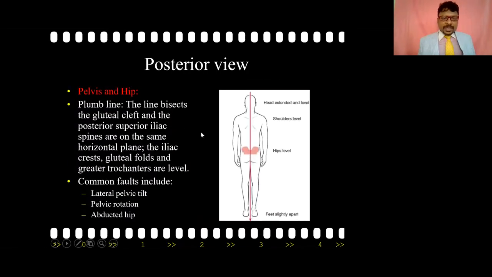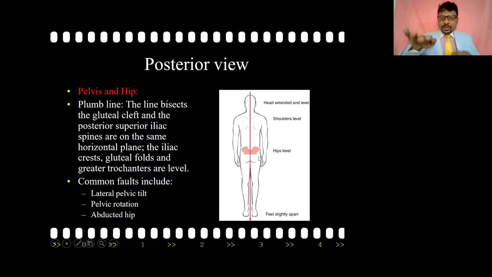And the next one is the pelvis and also the hip. We can find problems in the pelvis also. The line bisects the gluteal cleft and the posterior superior iliac spine. It should go through the posterior iliac spine and continue down. The iliac crest, gluteal folds and greater trochanter are in equal position. All are level.